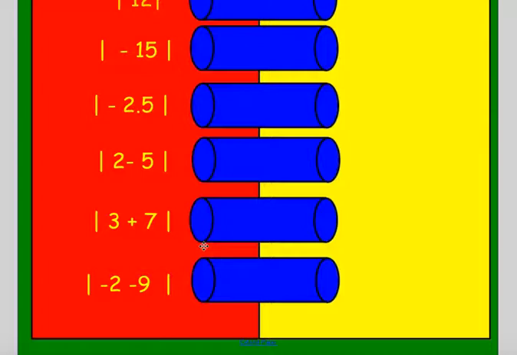The absolute value of negative 2 minus 9. I don't really know. It's probably somewhere in the neighborhood of 7 or 11. Take your pick. The absolute value of negative 2 minus 9 is 11. I had a 50% chance. He did have a 50% chance. He said 7 or 11, and it is 11.